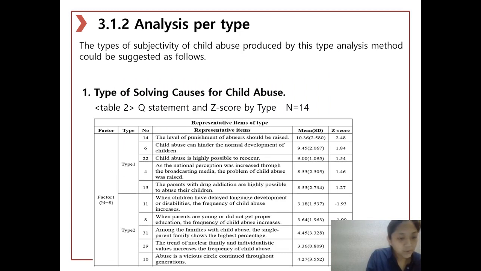The types of subjectivity of child abuse produced by this type analysis method could be suggested as follows. The first type is the solving cause for child abuse.